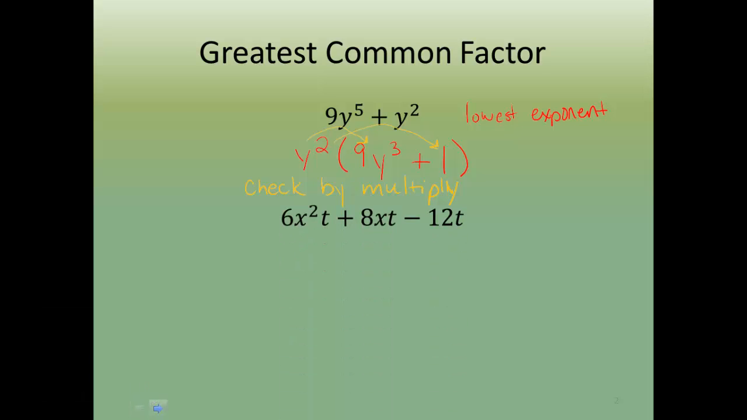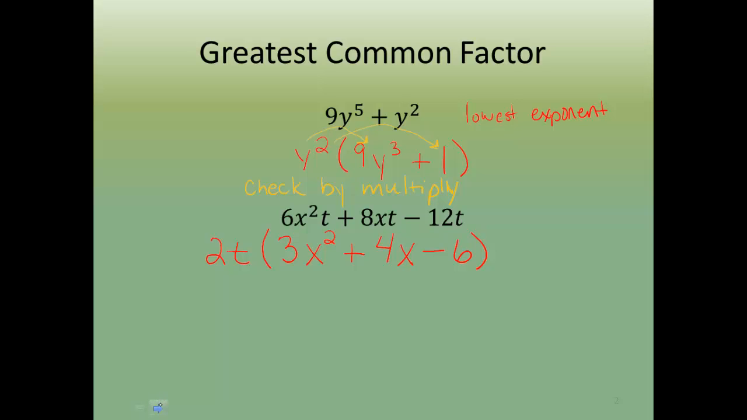Next one we have is a little more complicated: 6x to the second t plus 8xt minus 12t. This one has a greatest common factor of both a number and a variable. They all are divisible by 2, and they all have a t. If I take out the factor of 2 from the 6, I'm left with 3x to the second, plus, take out the factor of 2 from the 8, you're left with 4x, and if you take the factor of 2 out from the 12, you're left with a 6, and you can call that done.